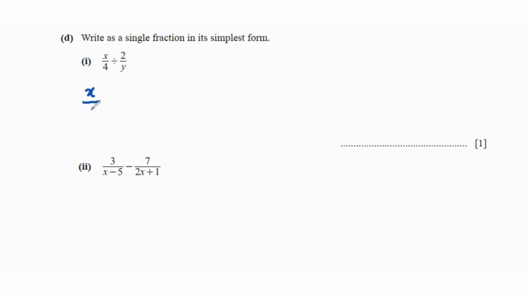Write as a single fraction in its simplest form. So whenever we're dividing fractions, we take the reciprocal of the second fraction and change division to multiplication. So x over 4 times y over 2, which is xy over 8.